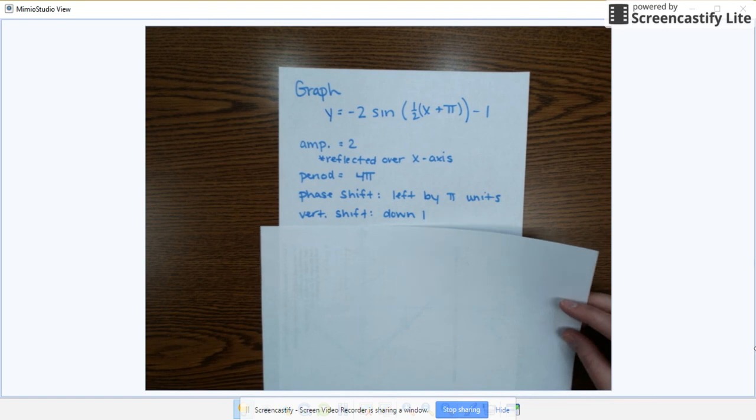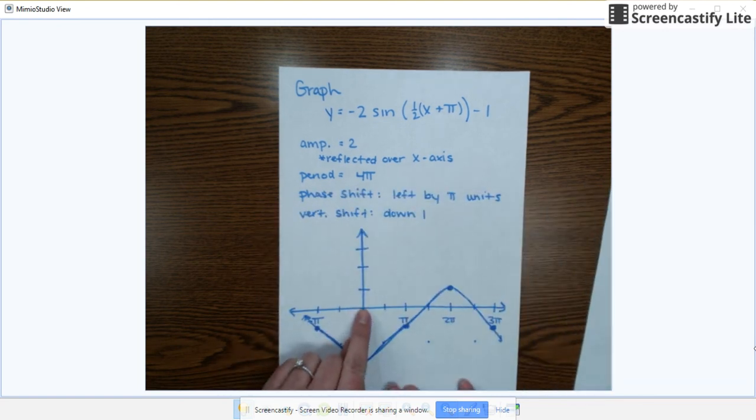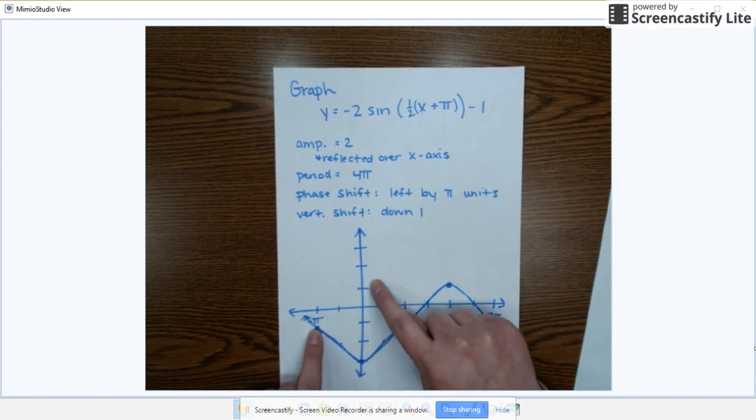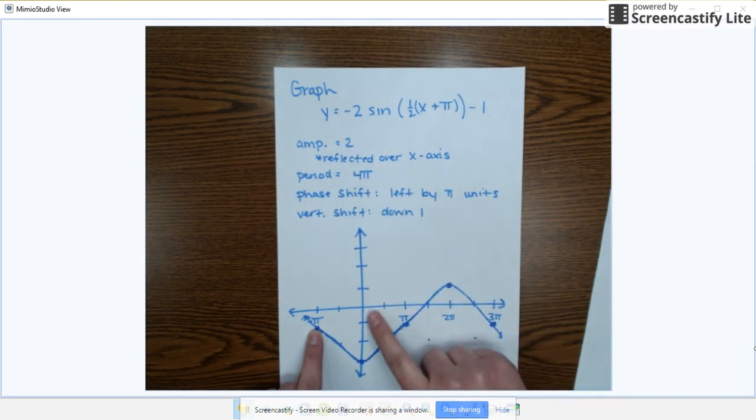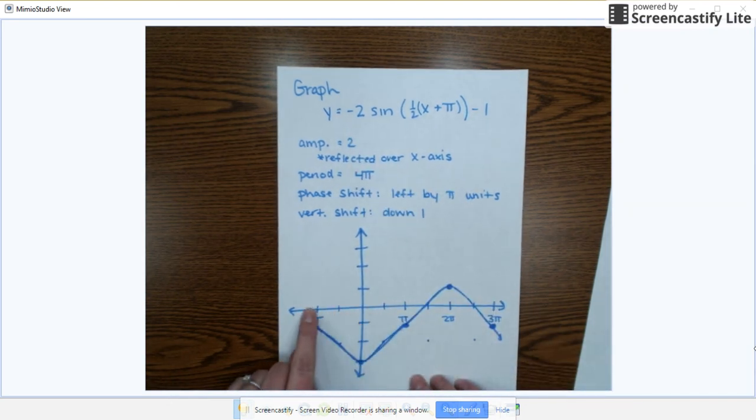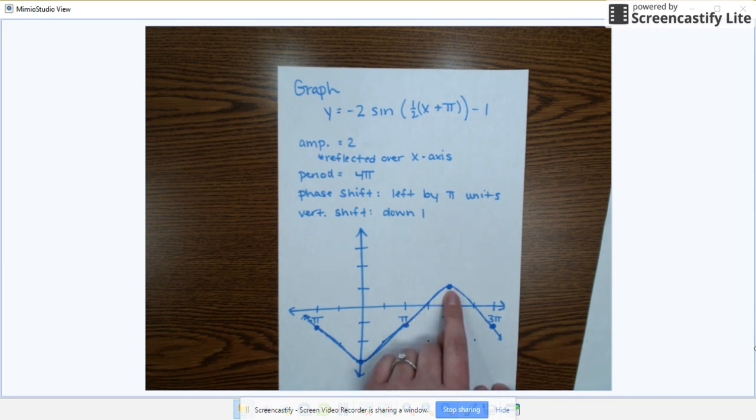So sine normally starts at the origin. We're going to go left pi and down 1. There's our starting point. Normally sine goes from the origin up, but since it's a negative, we're going to go down from our starting point. So we went left pi units, down 1. Now we're going to reflect down. Our amplitude was 2, so when we hit the y-axis, we have to be down 2 units at this negative 3. When we get back to pi, we're back up to negative 1. And then we have to increase 2 from there to get us up to 1.